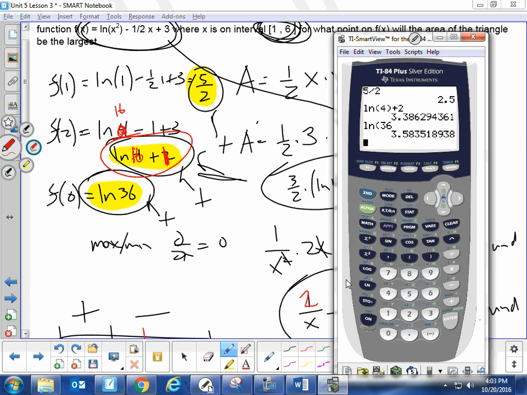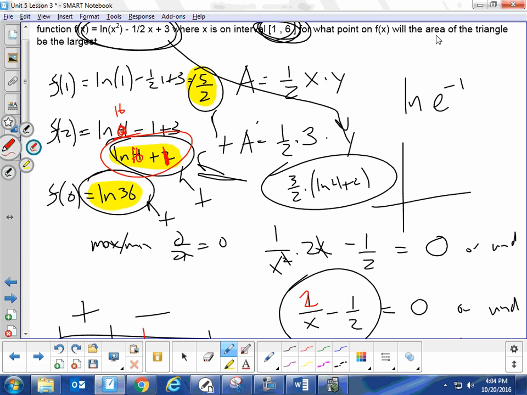Gosh. Log of 16 plus 1. That's what happens when you rush, folks. Don't rush. There is that maximum value. That is definitely the maximum value. I'm very confident in that.